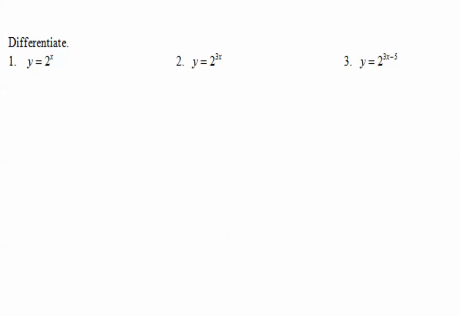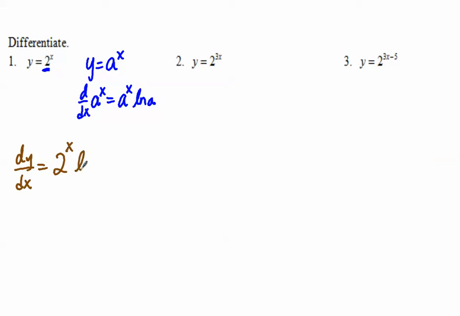Number 1, differentiate 2 to the x. So I see this is of the form a to the x, and I've memorized the derivative of a to the x is itself times natural log of a. Well, the a is the base, it's 2, so in this problem, dy dx is 2 to the x natural log of 2, and that's it.